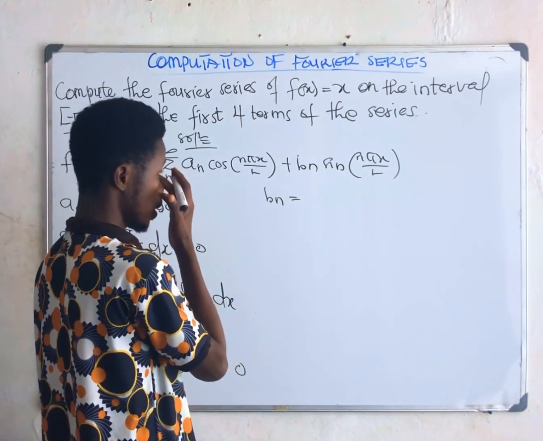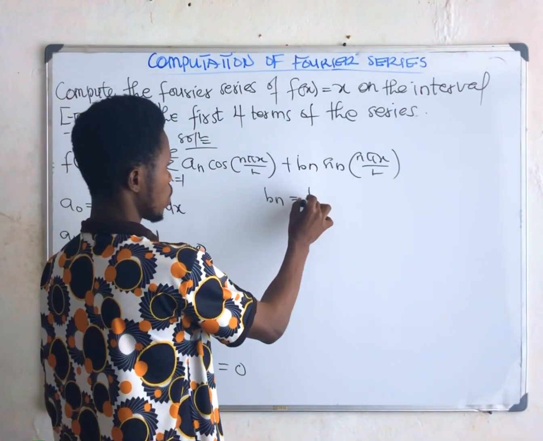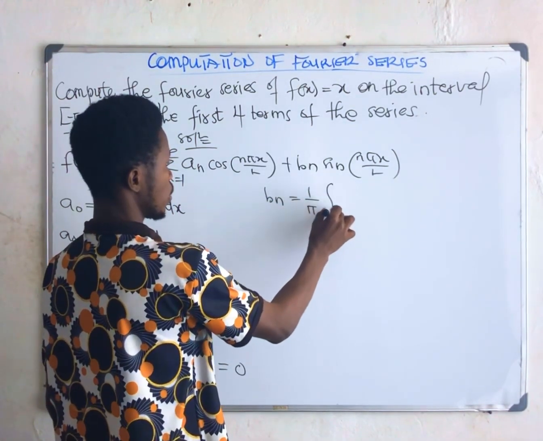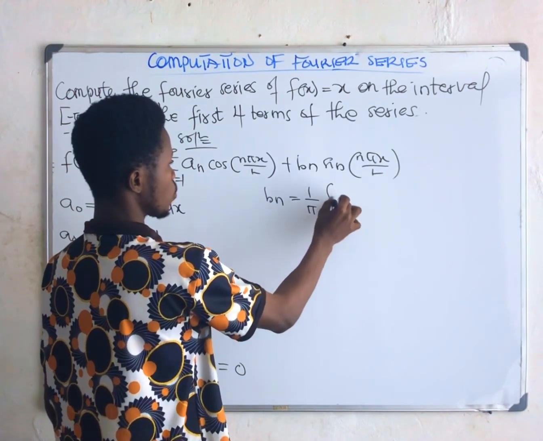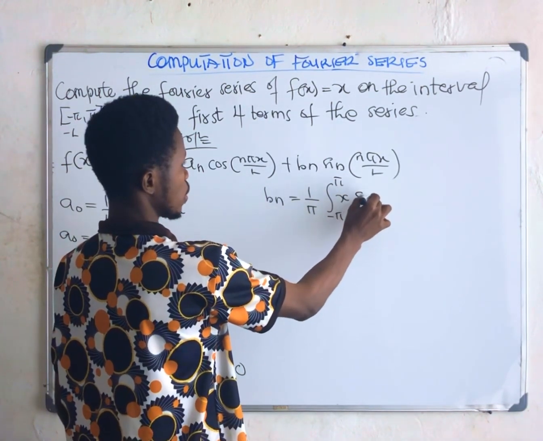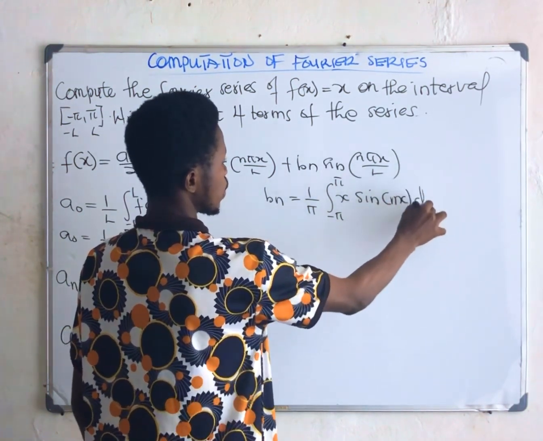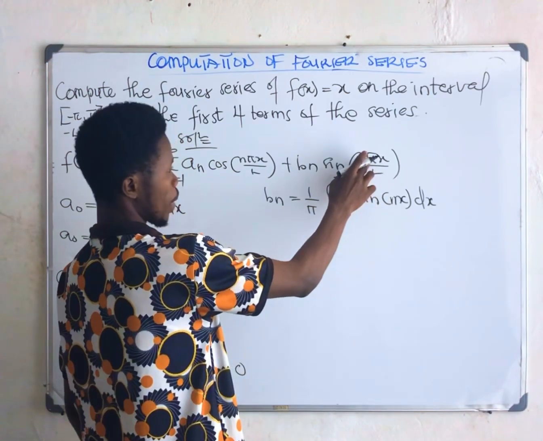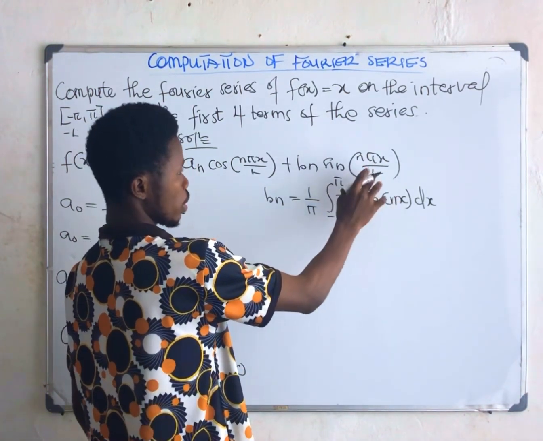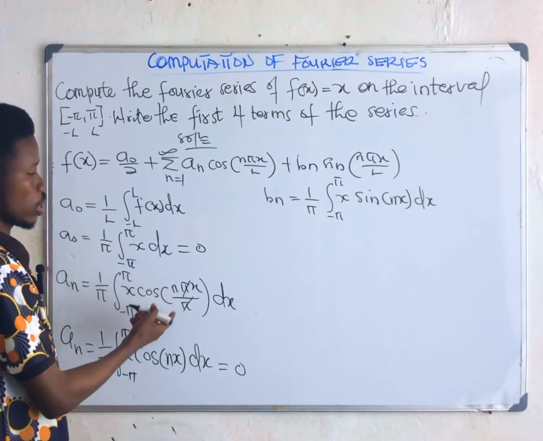Good. Now I am left with the other one, which is the bn. So my bn here, this is how the bn is going to look like. 1 over pi integral of negative pi to pi x sine nx dx. You know why I'm not bringing the pi again? Because pi over pi will be 1. So we have only nx. I did that here.